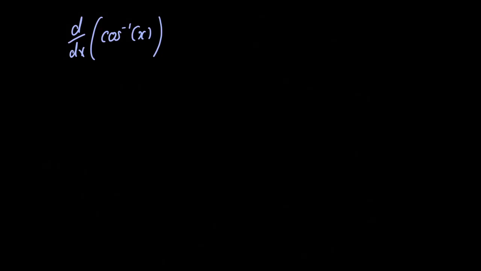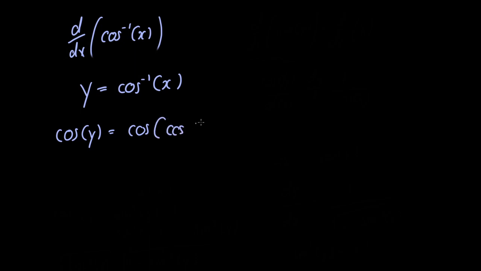In this video we're going to figure out what the derivative is of inverse cosine of x. Now let's start by writing y is equal to inverse cosine of x. Now what we're going to go ahead and do is take the cosine of both sides of this equation. Now this cosine and this inverse cosine cancel each other out, so we're just left with cosine of y equals x.